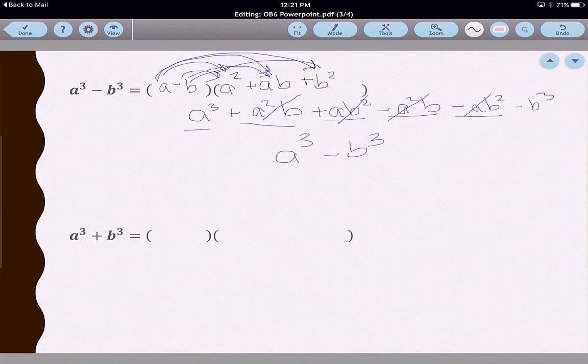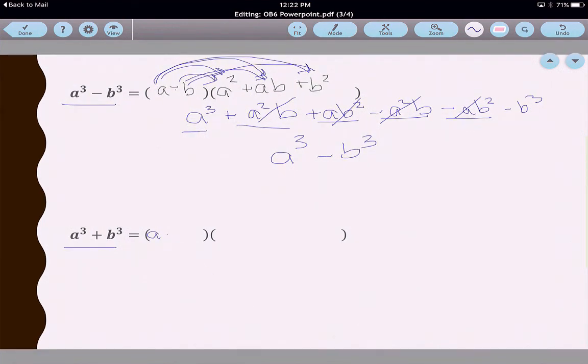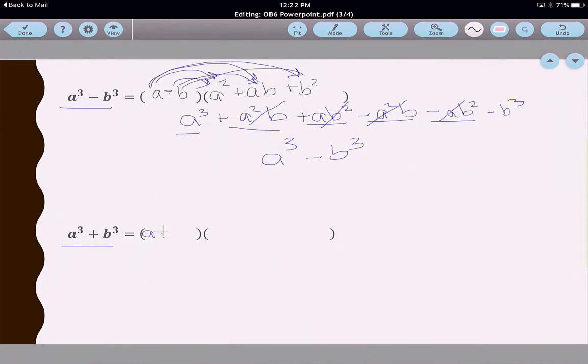And this is really something you're just going to have to memorize. We do have a little bit of a hint that I can show you in a bit. The formula for the sum, this would be the difference up here, is very, very similar. It's just going to be a change in the sign. So if it's a cubed plus b cubed, you're going to have a plus, and then you're going to have an a squared minus ab plus b squared.